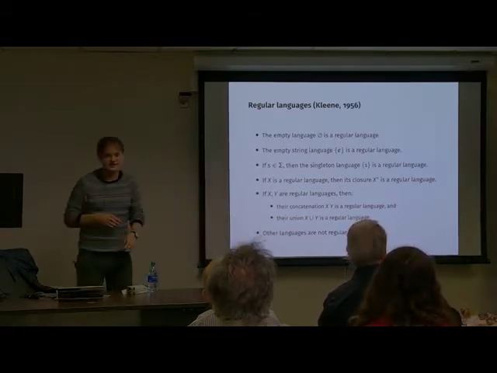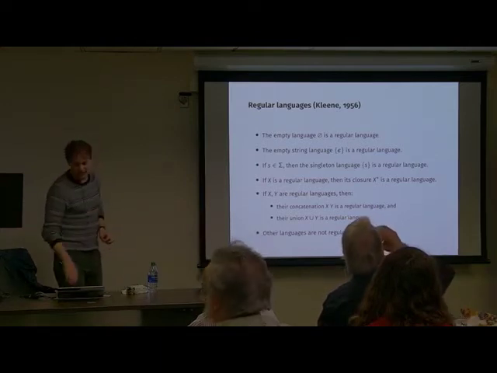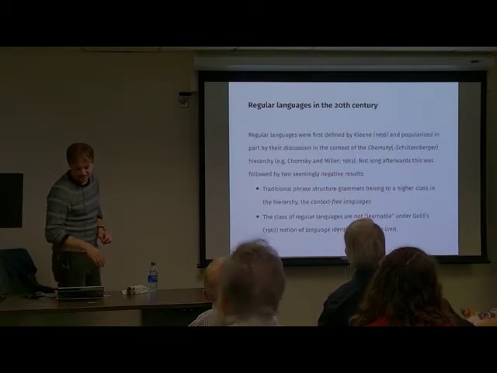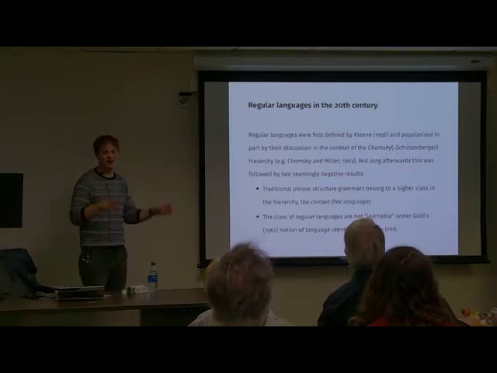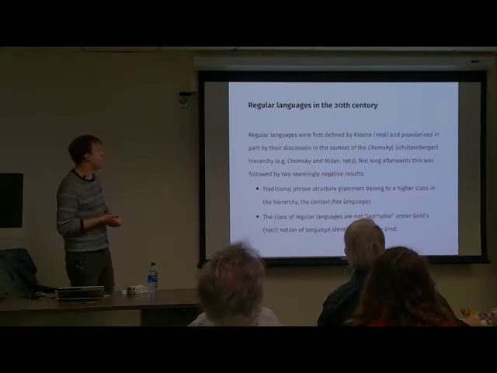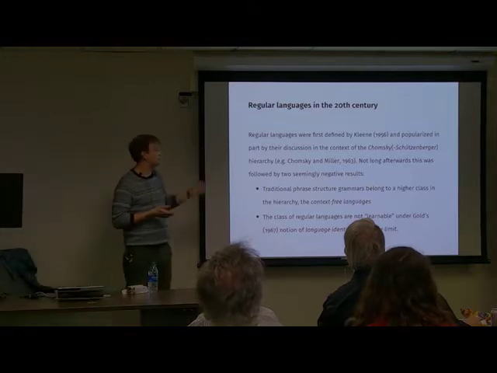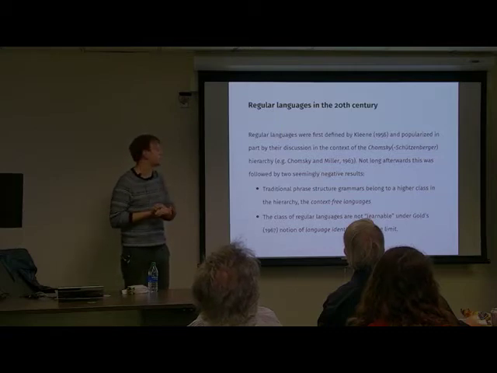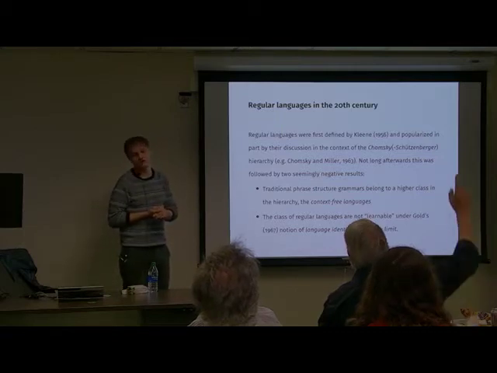This is a key definition that turns out to be incredibly useful. But it was almost immediately hit with bad negative results, or so you might think. Kleene defined these in 1951. The paper was circulated in 1956. And I think they were popularized in part not just by that one particular paper, though it was probably influential, but also by their discussion in the context of the so-called Chomsky hierarchy, or Chomsky-Schützenberger hierarchy. Yes?